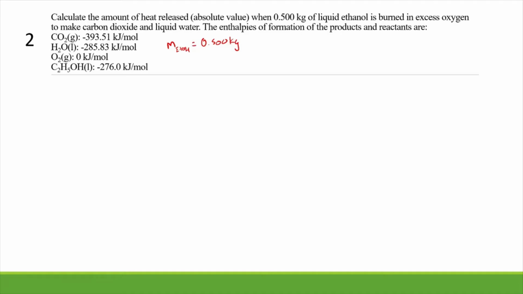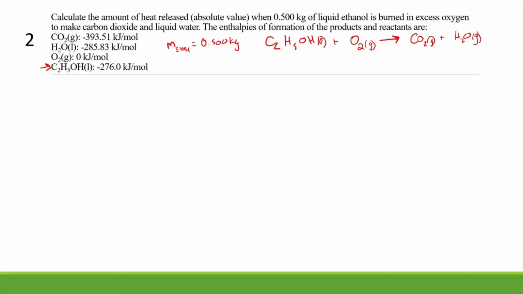So we're told liquid ethanol, and its formula is given there. So this is C2H5OH, and we are burning it with excess oxygen, so O2 gas, and this reacts to form carbon dioxide and water. So this is a combustion reaction. Oops, not liquid, gaseous water. So we have the reaction, but we need to balance it.